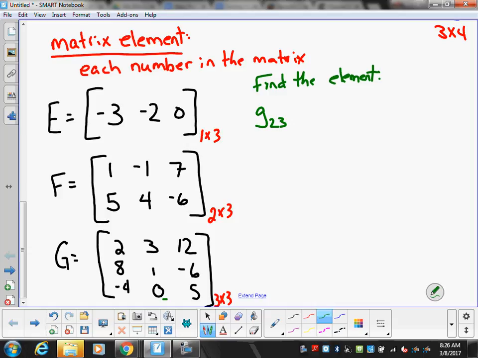Okay. So this tells me I'm going to go to matrix G. Remember, that's row 1, row 2. That's where I'm going, and then column 1, column 2, column 3. So row 2, column 3 is -6. Okay, so all we're doing with this piece is identifying where these elements are. And we always talk about matrices dealing with rows and columns. So when it says find the element in G23, that's matrix G, row 2, column 3.